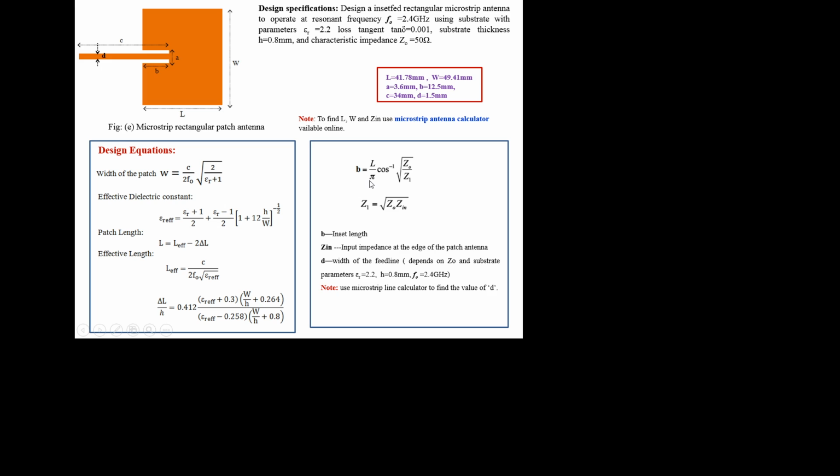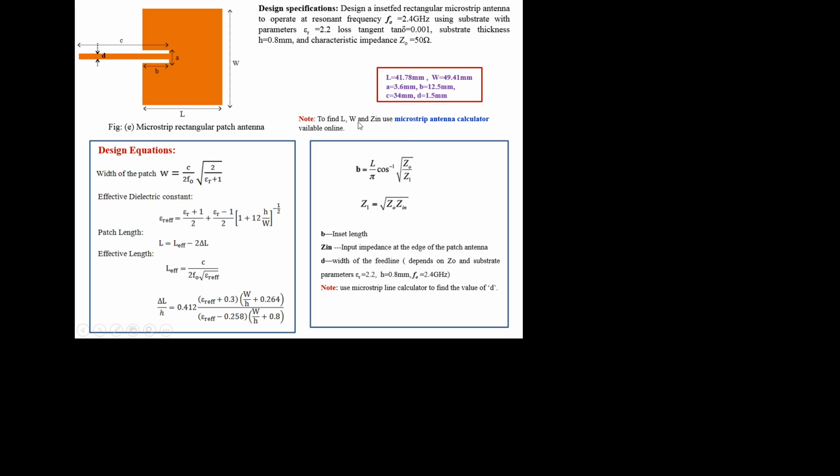See, this pi is 3.14. We have to substitute. L is the length of the antenna. Z0 is 50 ohm. Here Z1 means Z0 into square root of Z0 into Zn, so Z0 is 50 ohm here. Zn means the impedance at the edge. As I said, there is an impedance at the edge here. That impedance is Zn here. This impedance Zn we can calculate using a microstrip antenna calculator.